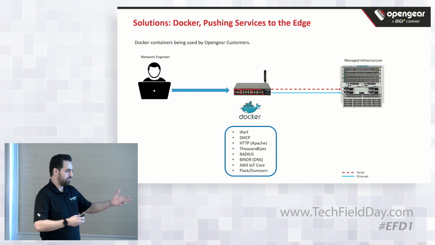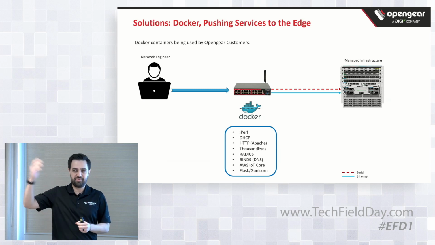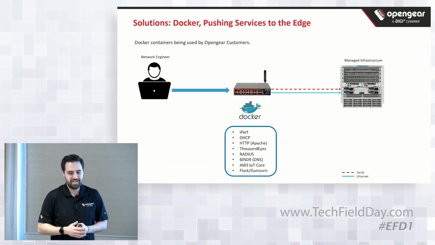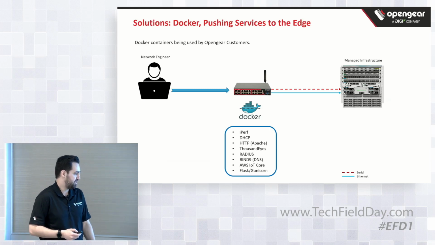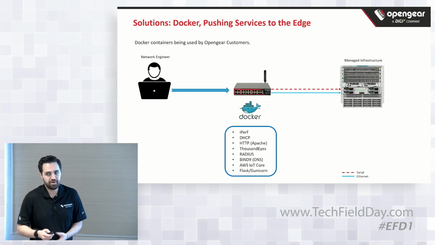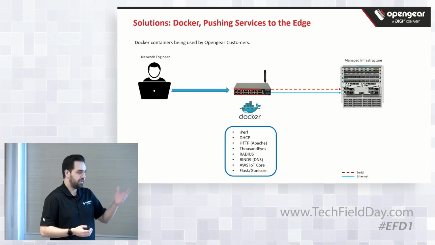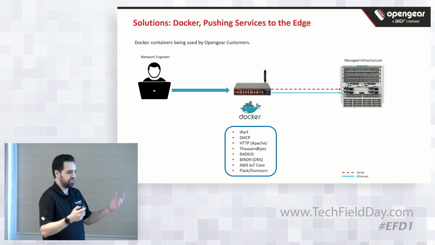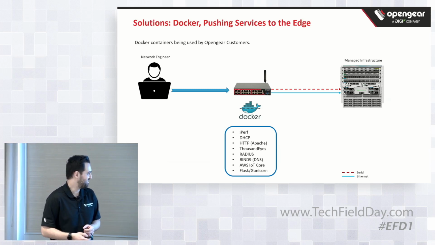A couple of other examples are Radius, your AAA functionalities, in case your primary connection is cut and you can't get into it, and you still want that security aspect of a different Radius server as a last-ditch effort to ensure that you can get into the box. Bind9 for DNS purposes. AWS IoT Core, which essentially creates a tunnel between your operations manager and the AWS server to give you secure connectivity. And Flask and Unicorn for all the GUI fun that you can have with Docker containers.